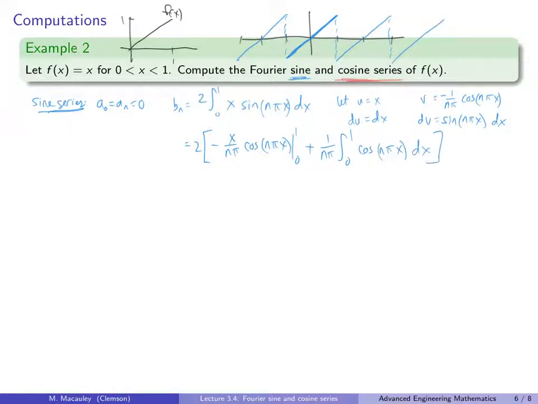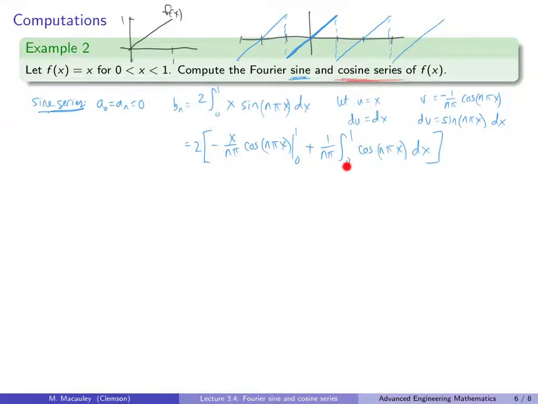Now you may remember from a couple of lectures ago that this integral is going to be 0. And if you don't remember that, here's how you can see that. I'll show you two ways. Well, first of all, if you take the integral of this, you're going to get sine of n pi x divided by n pi. But the sine part, when you plug in 1 into sine, you get sine of n pi, which is 0.